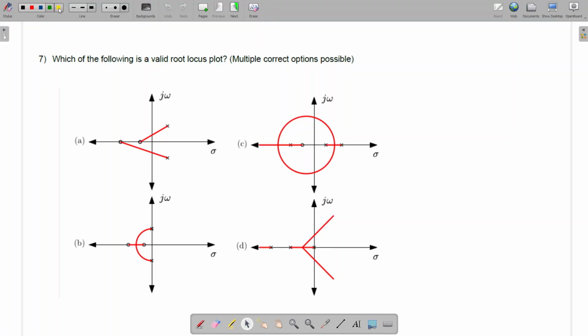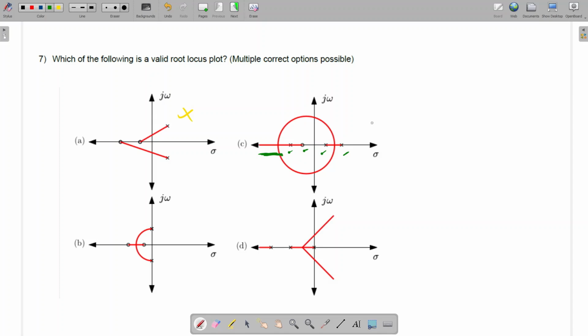It's easy only. Can anyone of you tell? This is a valid root locus, first one? No, because this is not symmetrical with respect to the horizontal axis, so this will not be a correct option. If you see this one, here one pole, here one pole, here one zero, and here only one pole. So this also will not be correct. Why? Because on the right hand side, an odd number of poles and zeros are required, but here 1, 2, 3, 4 are there.